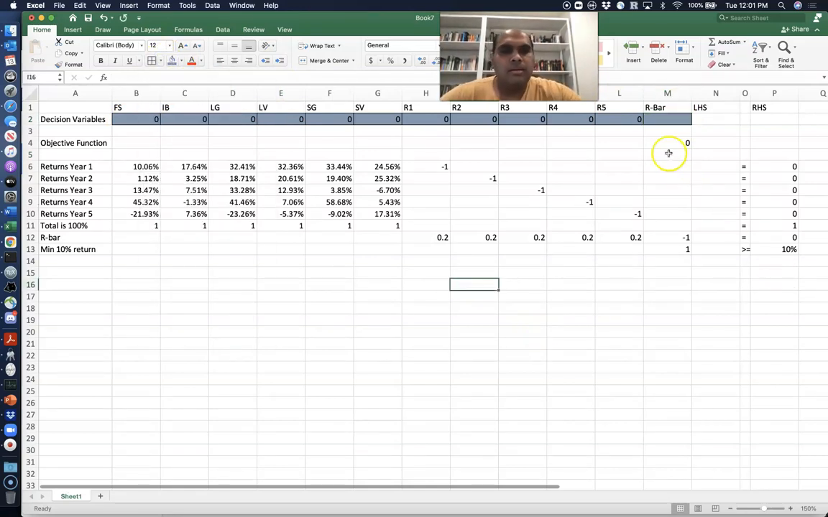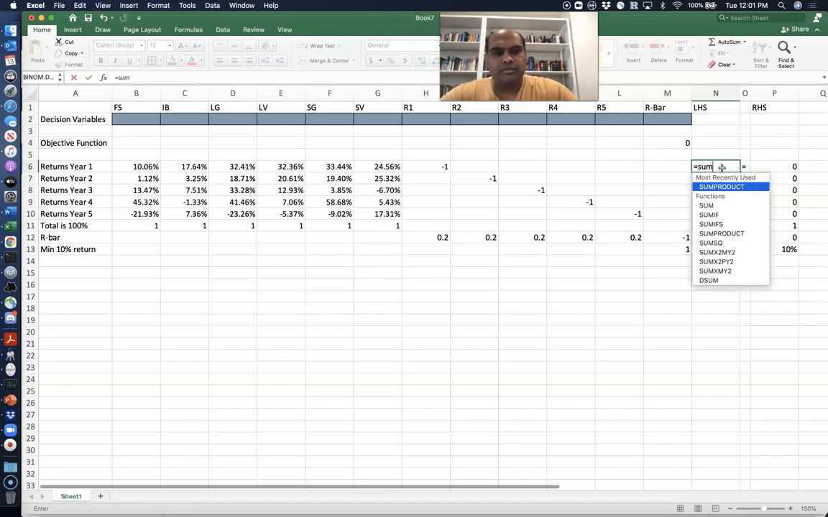All right. We can have them all cleared up, right? So that's my decision variable. So these are constraints. Let's write the SUMPRODUCT for the constraints. So the SUMPRODUCT formula.